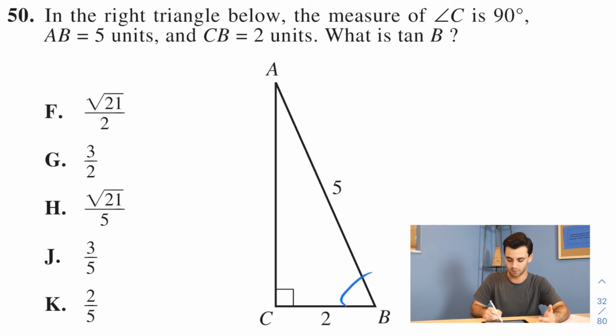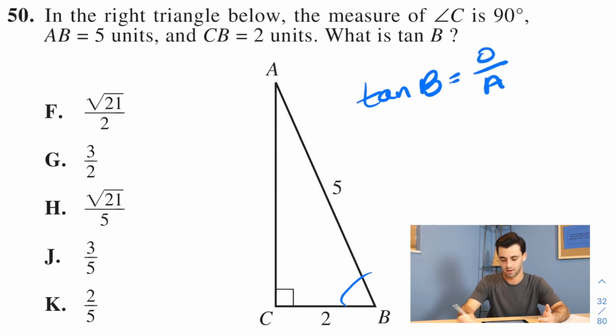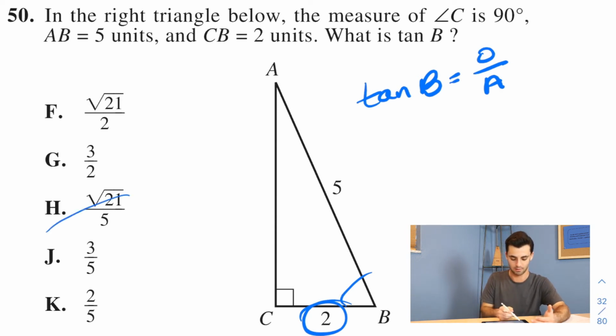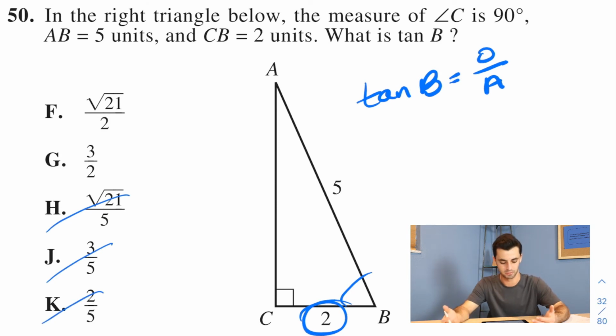Well, we're looking for the tangent of the bottom right angle, and the tangent of B refers to its opposite side over its adjacent side. And we're actually provided the adjacent side is 2. Using that information, we can actually eliminate answer choices H, J, and K right off the bat because they don't have a denominator of 2.